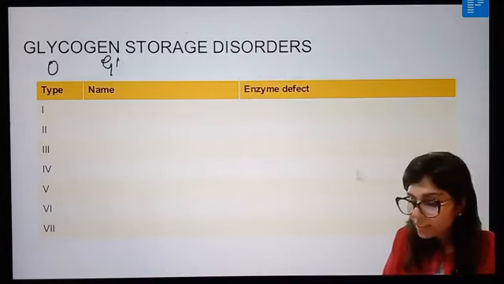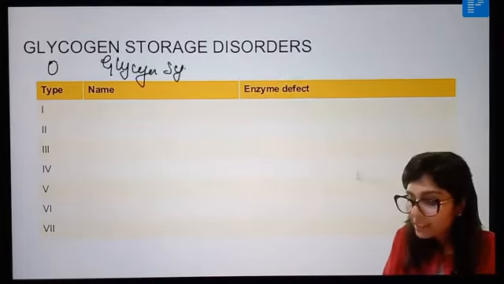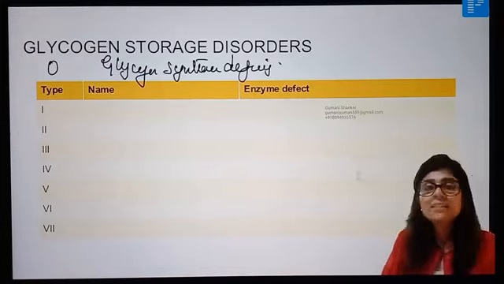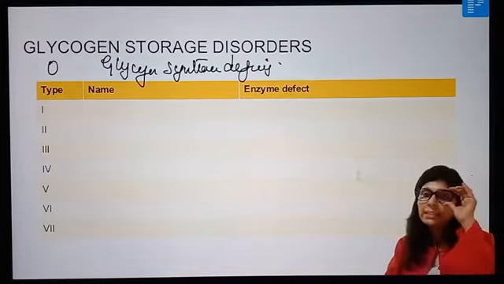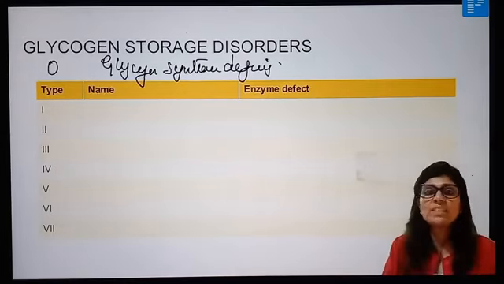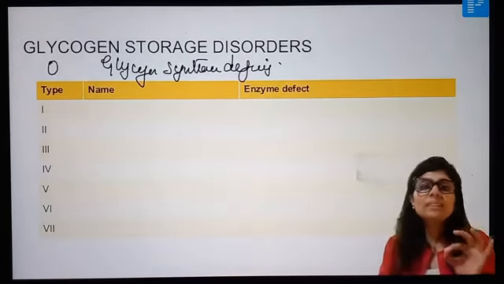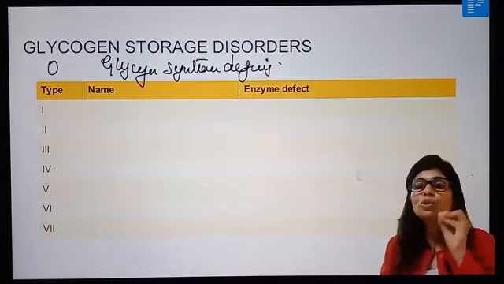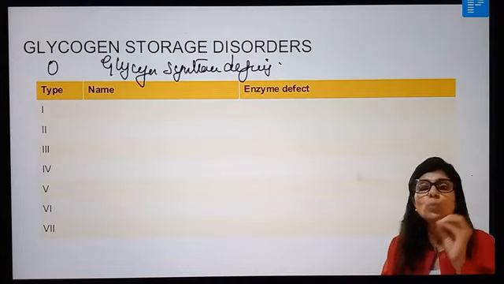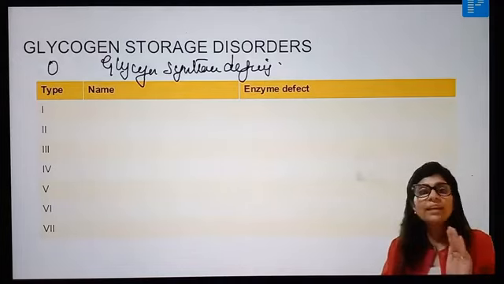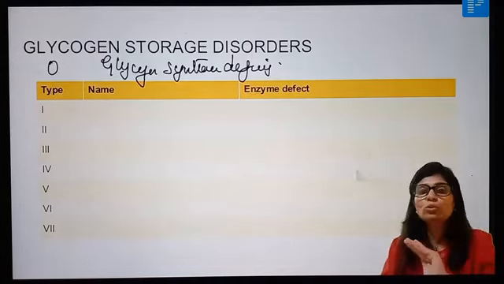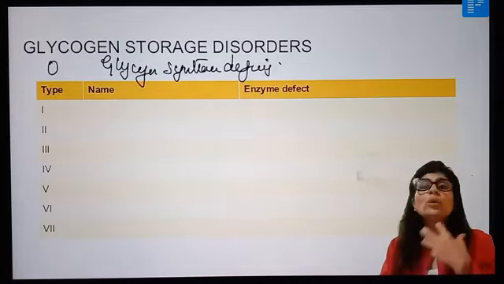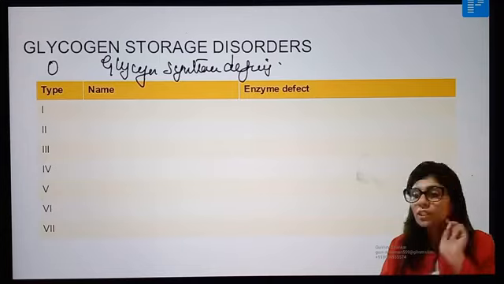Type 0 is glycogen synthase deficiency, wherein the enzyme that is defective is glycogen synthase. Now do you understand why it's called type 0? Because it's a glycogen storage disorder without glycogen storage. When glycogen synthase is defective, glycogen is not stored at all. So it's a glycogen storage disorder without any glycogen storage. That's why it's called type 0.